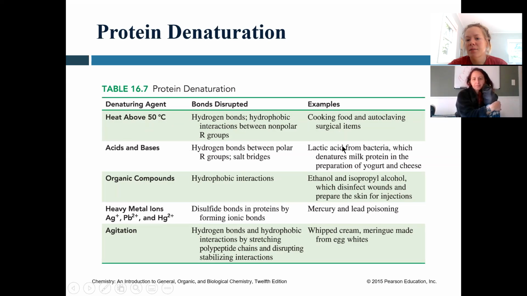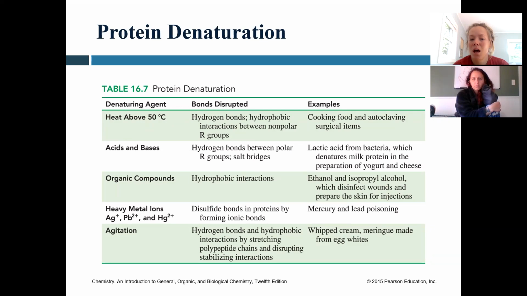Like lactic acid from bacteria will denature milk protein, and that's how you can change something from milk to yogurt and cheese. Organic compounds can have an effect. We use things like ethanol and isopropyl alcohol. You guys probably have isopropyl alcohol in your medicine cabinet, and you use that to disinfect wounds. What's happening there, the isopropyl alcohol or the ethanol, which is just alcohol, like vodka or something, is going to denature any bacteria that's sitting on the skin there.